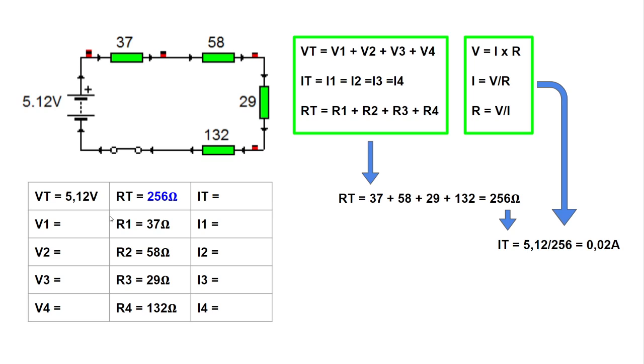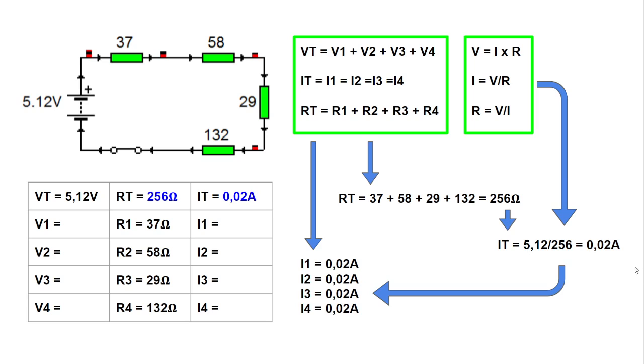So since we have total voltage and total resistance, we calculate total intensity by dividing the total voltage by the total resistance, which is 5.12 divided by 256, and that's equal to 0.02 amperes. And now that we have the total intensity, we will look again at the formulas for the series circuit, because with the total intensity we will know that all the intensities will be the same. So intensity 1, 2, 3 and 4 will all be equal to the total intensity, which is 0.02 amperes.